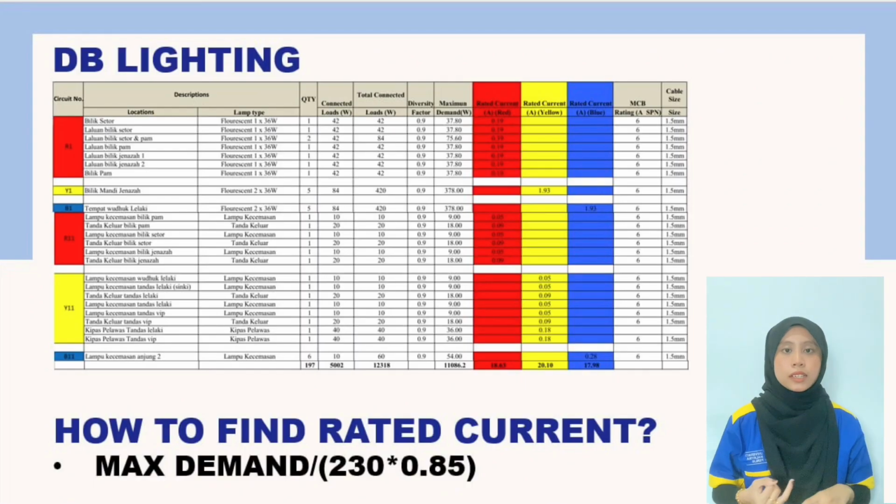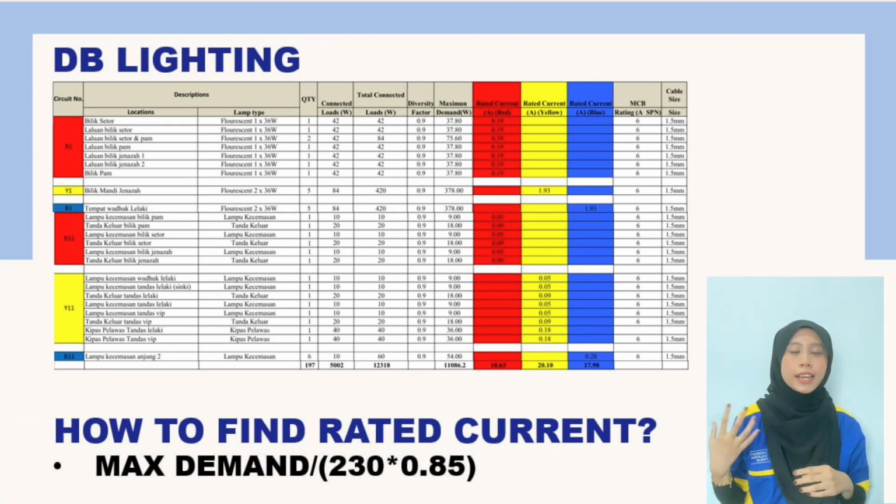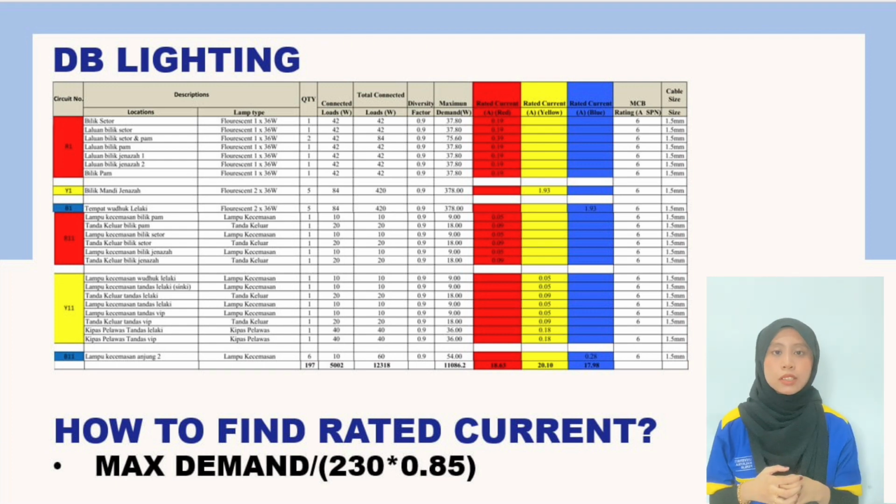First is the DB lighting. The lamp quantity, the location, and the lamp type are from the previous assignment 1 that I explained before. To calculate the connected load, for example, bilik jenazah, 2 times 36 watt plus the ballast 12. The total connected load is the connected load times the quantity of the lamp. To get the maximum demand, it is the diversity factor of the lamp times the total connected load. For rated current, we just calculate by phase. For example, this bilik jenazah only uses the yellow circuit, so we only calculate the yellow rated current. The formula is maximum demand divided by 230 times 0.85.